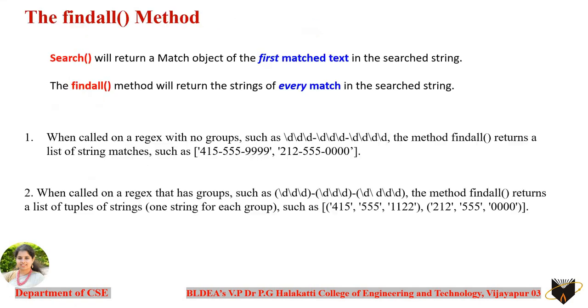In the next method, we are going to use the findall method instead of search. First, let's see the difference between the search method and the findall method. The search method will return a match object of the first matched text in the searched string, whereas in contrast, the findall method will return the strings of every match in the search string.